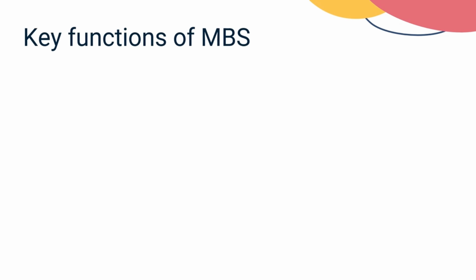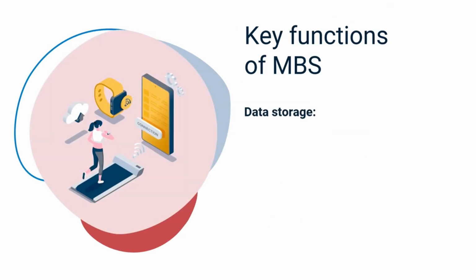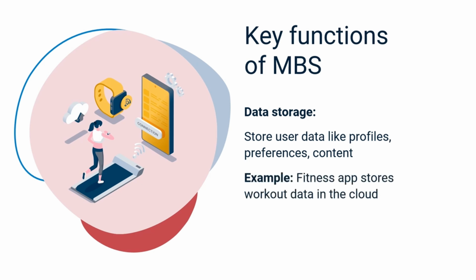Now, let's explore each key function of MBS with practical examples to show how they work. MBS provides cloud databases that allow apps to store and retrieve user data such as profiles, preferences, and content. For example, a fitness app can store user workout data in a cloud database, enabling access from any device.